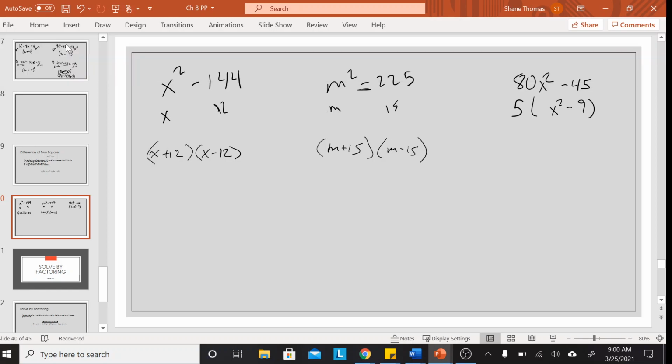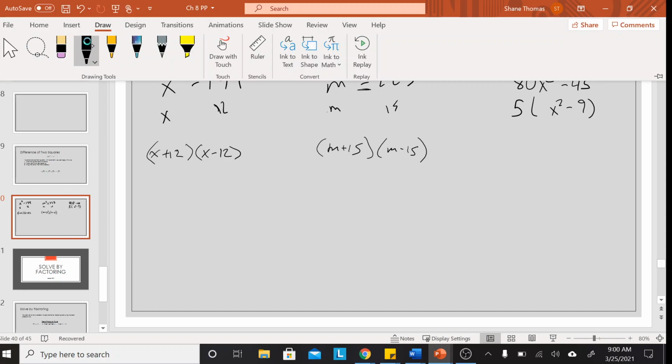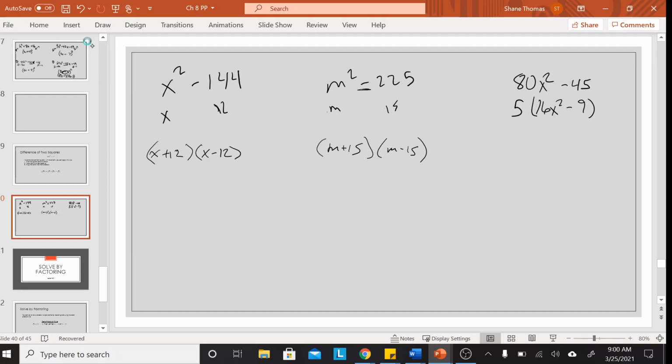What, 16? No, 8. It's not 8. Okay? 16x squared minus 9. Now do I have perfect squares? Yes, I do. This is 4x. This guy would be 3. So 5 out front. 4x plus 3, 4x minus 3. Done.